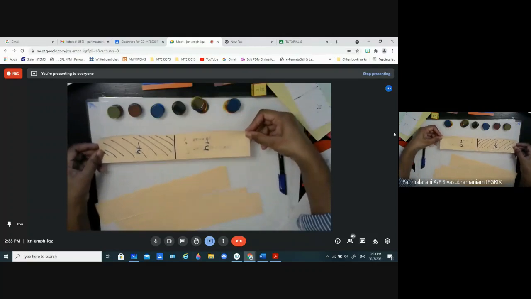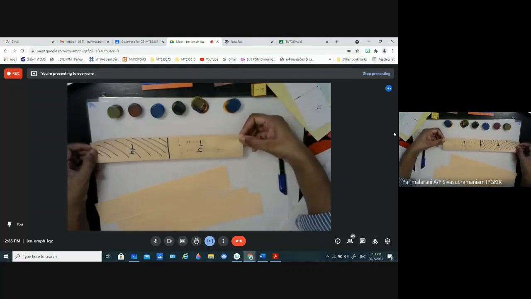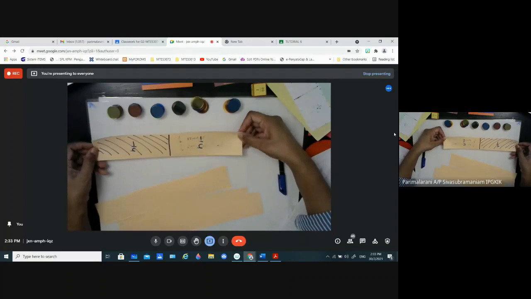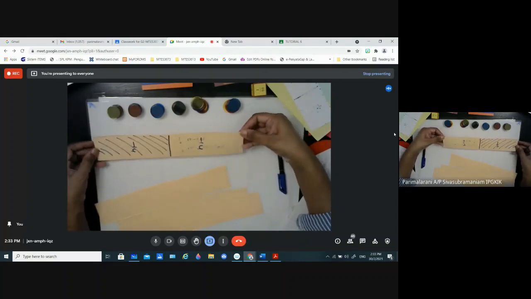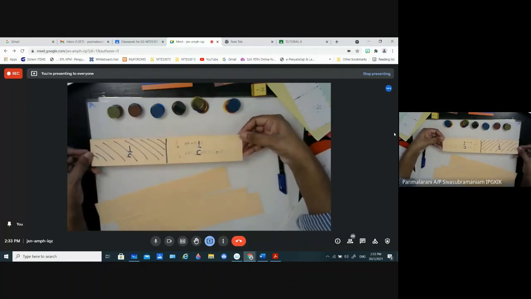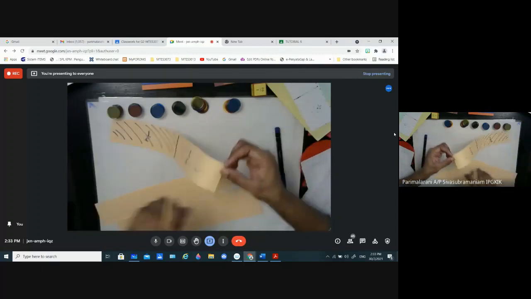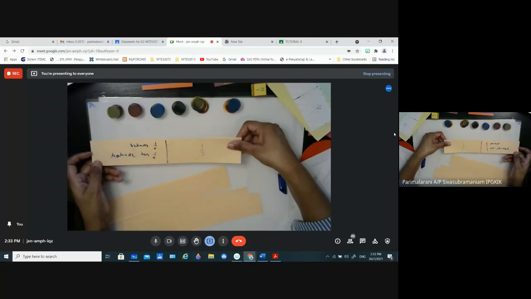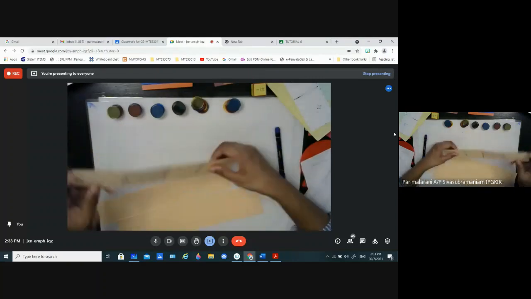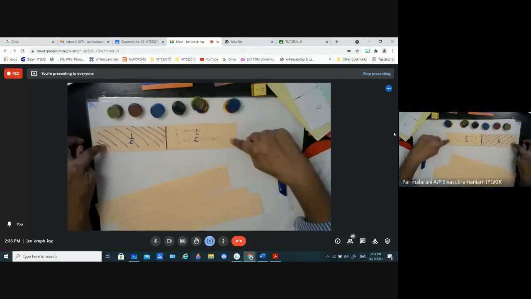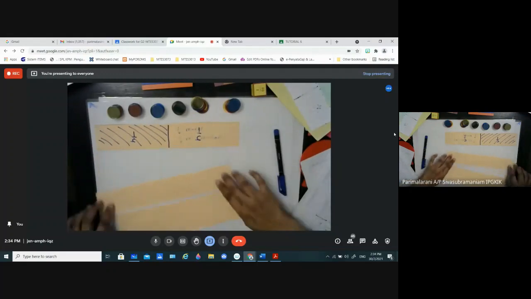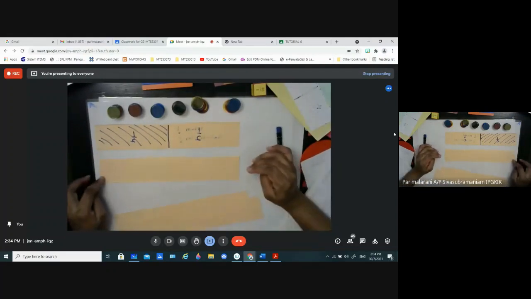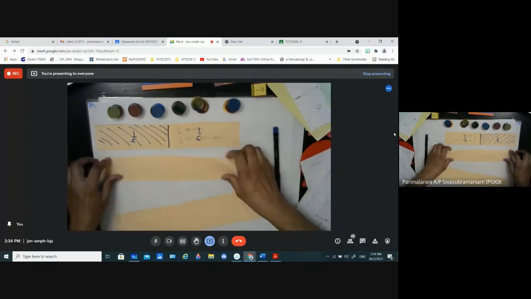Then ask the children to do this together with you. Then get them to read. Half is shaded, half is not shaded. Okay? If they forget, it's at the back there. Half is shaded, half is not shaded. Okay? So this is to show the concept of half.